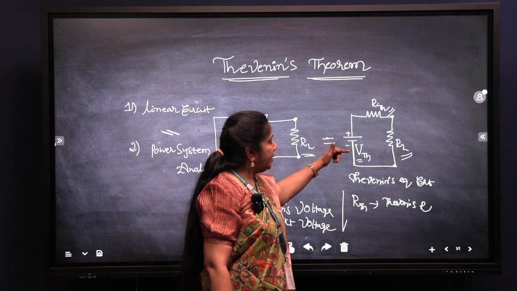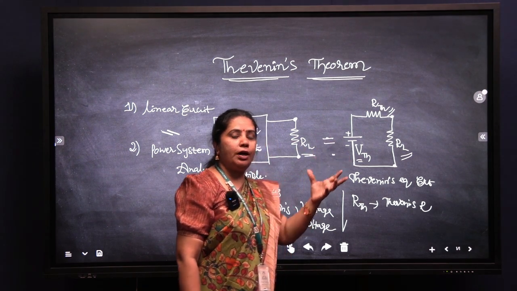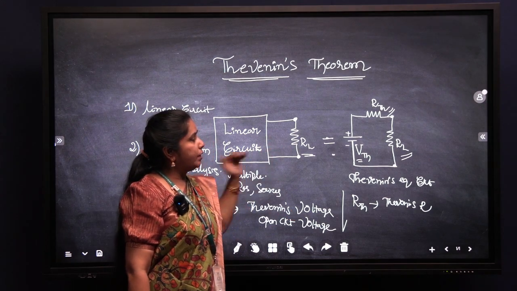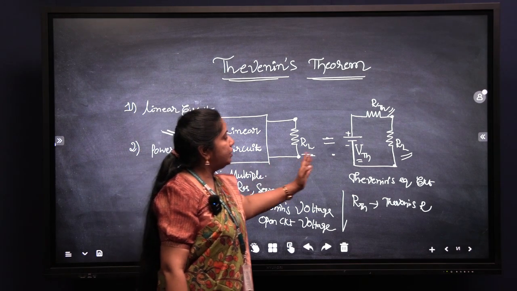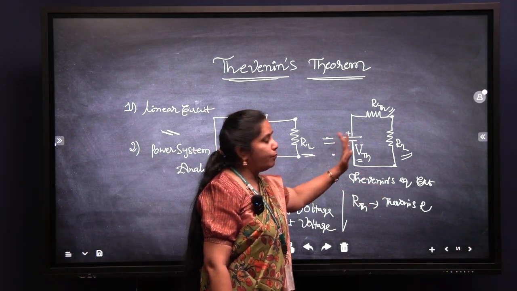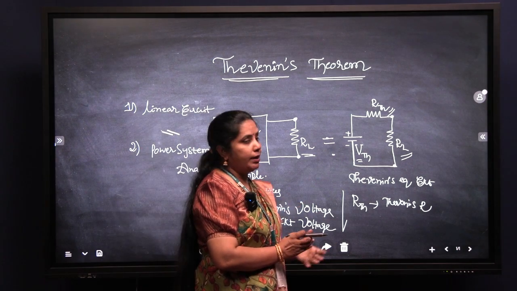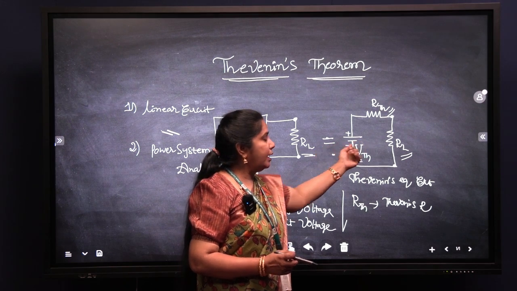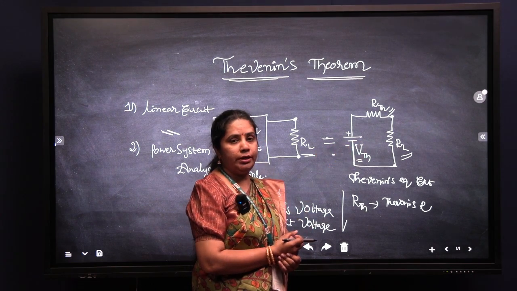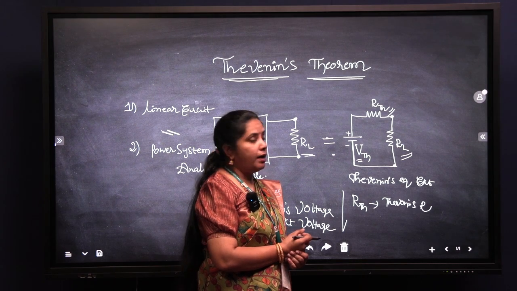To find VTH and RTH, some steps will be there, and we will follow those steps. According to that, we will calculate VTH, that is the open circuit voltage, and RTH, that is Thevenin's resistance. Once you know these two values, you can easily build up Thevenin's equivalent circuit. Once you have Thevenin's equivalent circuit, next we will see how to calculate the current in the particular resistance or the voltage in the resistance. So first we will see how to calculate the VTH value and the RTH value.